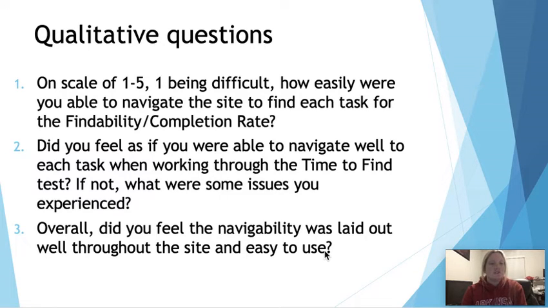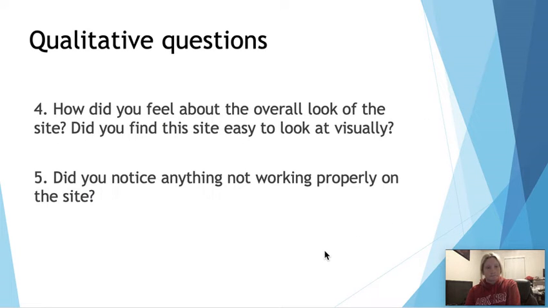Did you feel as if you were able to navigate well to each task when working through the time to find test? If not, what were some issues you experienced? Overall, did you feel the navigability was laid out well throughout the site and easy to use? How did you feel about the overall look of the site? Did you find this site easy to look at visually? And then, did you notice anything not working properly on the site?